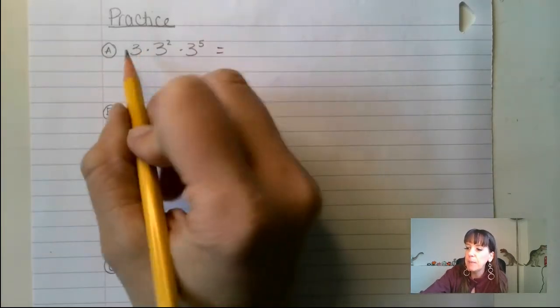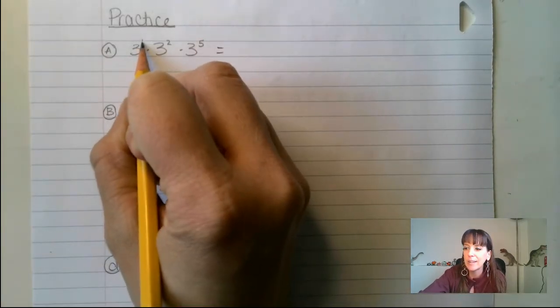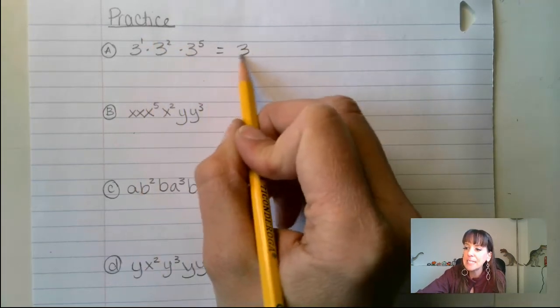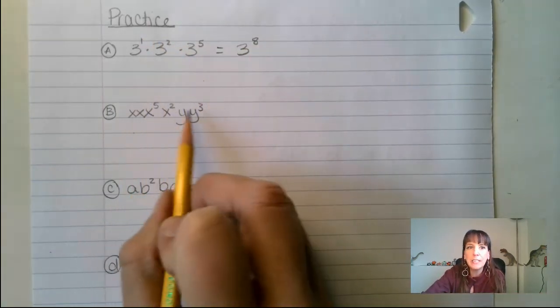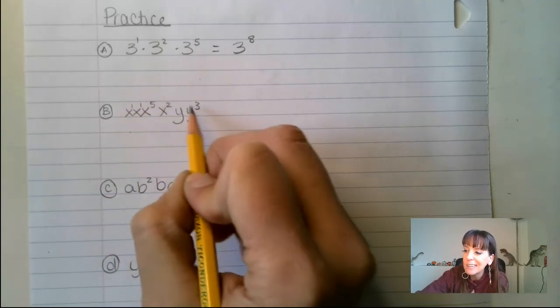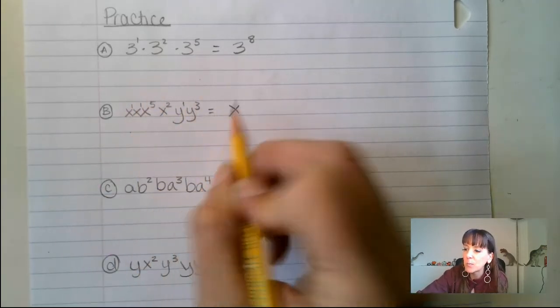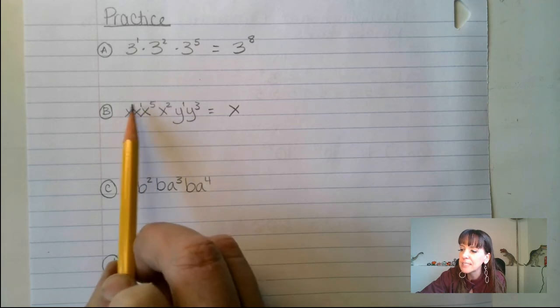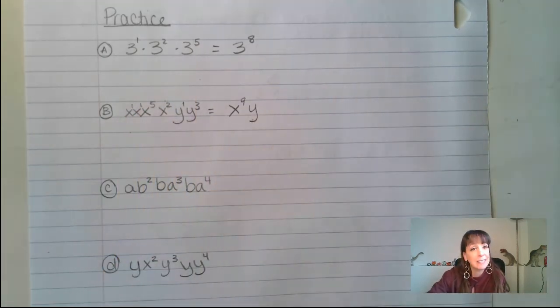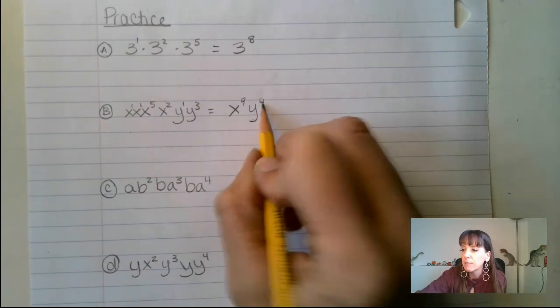All right, guys, remember, if the exponent's not shown, throw a 1 in there. If we do that, we get 5, 6, 7, 8. So that's 3 to the 8th power. Over here, if an exponent's not shown, go ahead and throw a 1 in there. Our x's, we have 1, 2, 5, 6, 7, 8, 9. So 9. And then we have our y's, and again, I like to put them in alphabetical order, to 4.